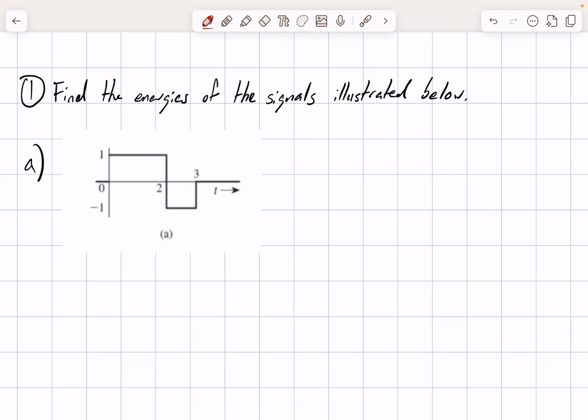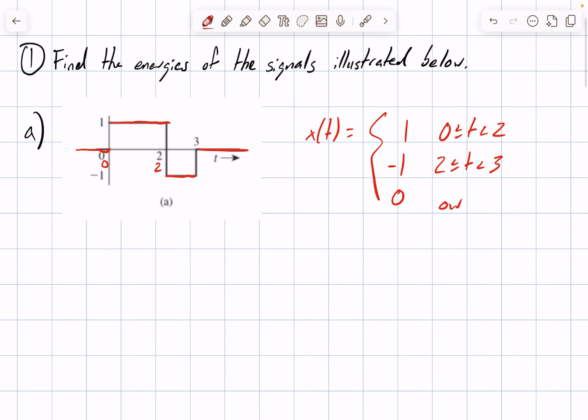So we'll go ahead and call the function x of t, and we can see that we can break it down into parts. So going from 0 to 2 here, we can see that we have a linear function which is just 1. So we can say 1 for 0 is less than or equal to t, less than 2. And then for the second part here, it's just negative 1. So negative 1 for 2 is less than or equal to t, less than 3. And then we know it's 0 otherwise, and the reason being for this, we can see it's just 0 here and also 0 here. So those parts won't really matter.